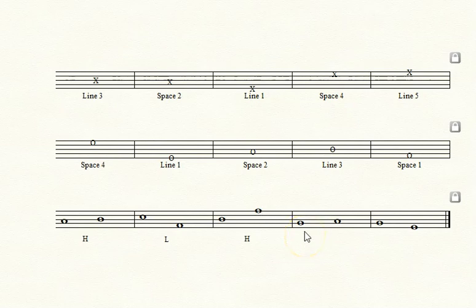For this example, our first note is on the second line, and our second note is on the second space. Our second note is higher than our first note. And for our last example, our first note is on the second line, and our second note is on the first line. Our second note is lower than our first note.